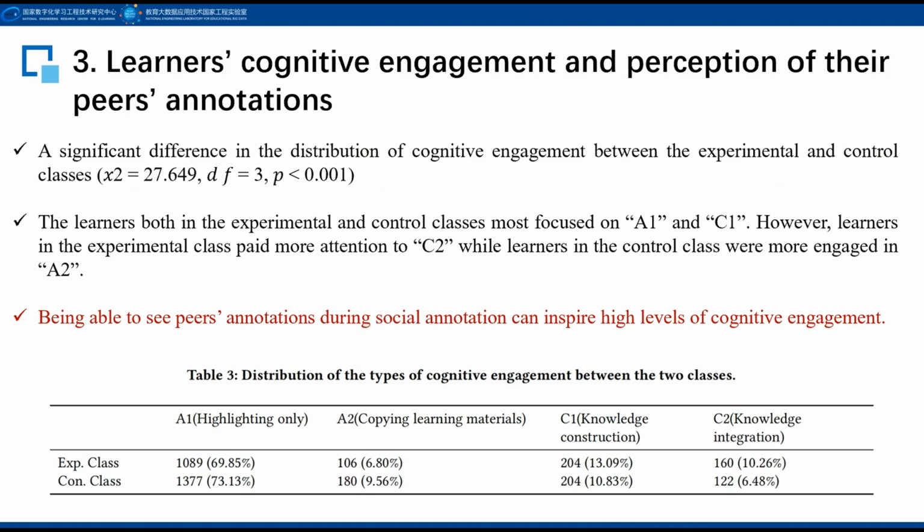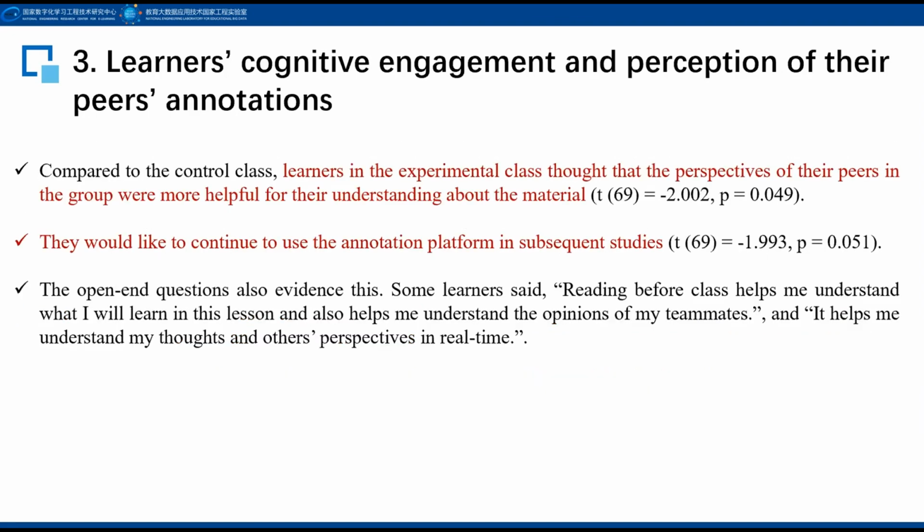In Study 3, according to the results of the chi-square test, being able to see peers' annotations during reading annotation can inspire high levels of cognitive engagement. Learners in the experimental class saw that the perspectives of their peers in the group were more helpful for their understanding of the material. They would like to continue to use the annotation platform in subsequent studies.